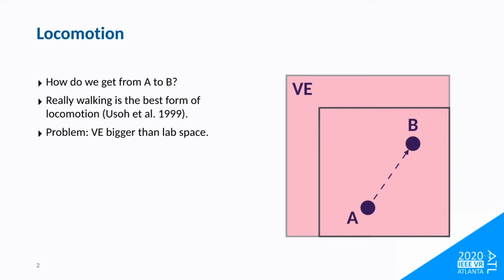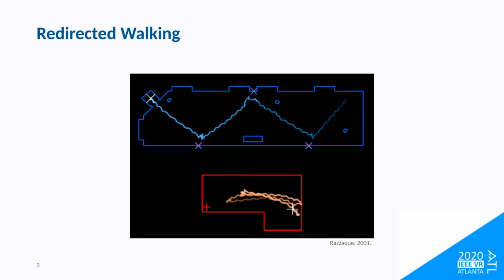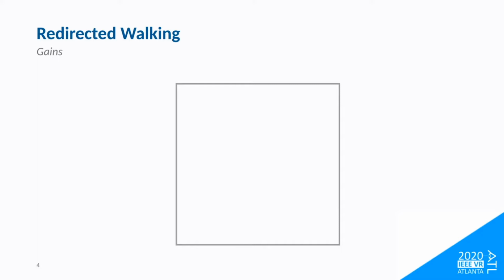Redirected walking is a technique for exploring large virtual environments while really walking in a more limited physical space. With redirected walking, we have an interface of three gains which control the extent to which the user's rotation, translation, or curvature is compressed or expanded in the virtual environment. So, for example, we can have a user walk along a curved path in the real world while following a straight line in the virtual world.